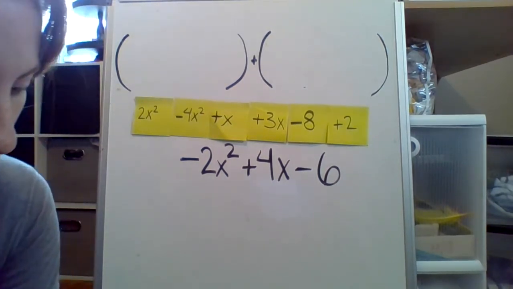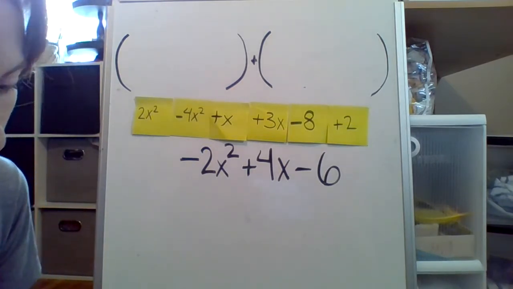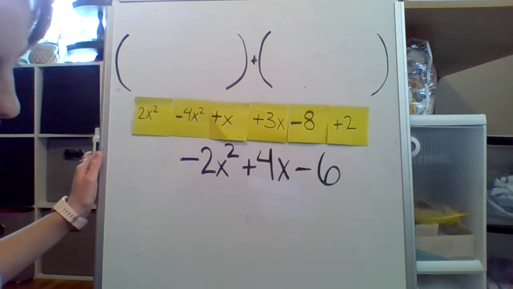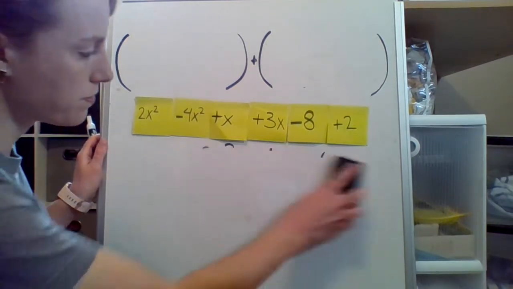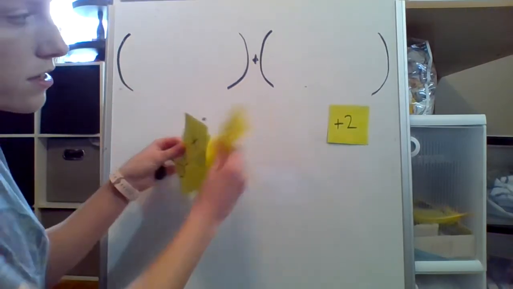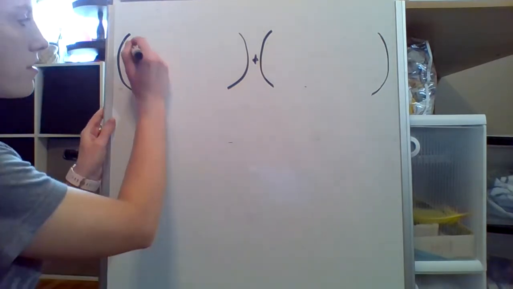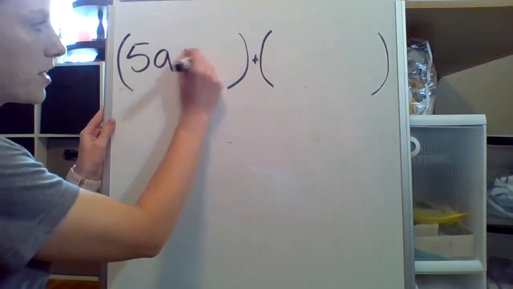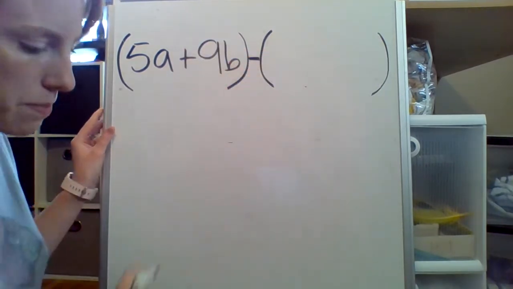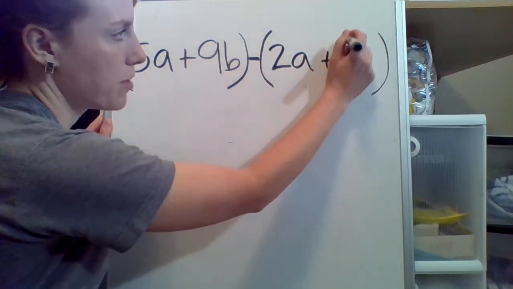Let's do one where you have to distribute a negative sign. This is number 3 on your workbook page that you're doing for homework. Let's get rid of these. It is 5a plus 9b minus 2a plus 4b.